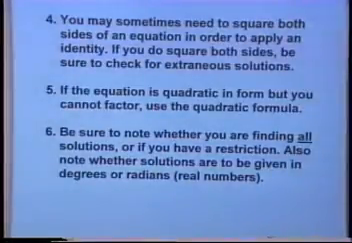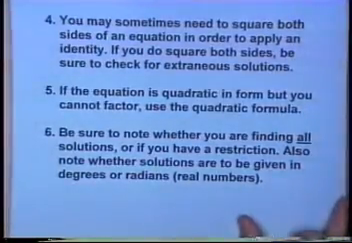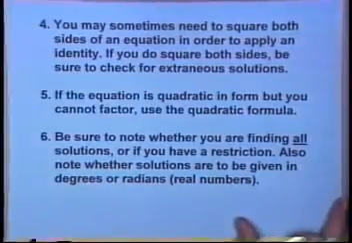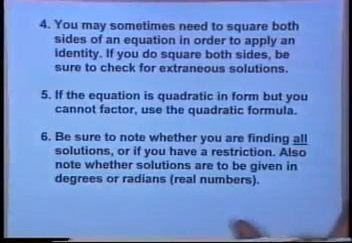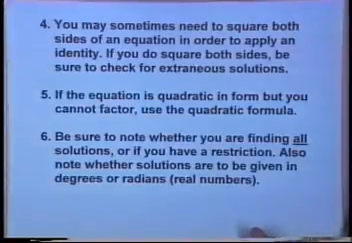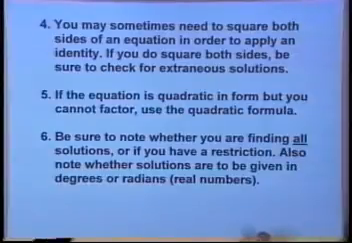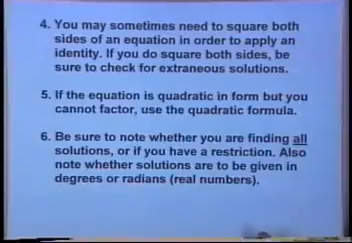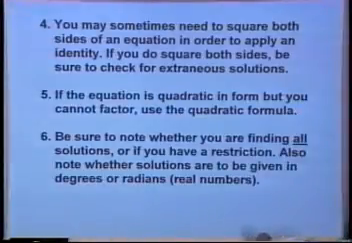The fourth suggestion, you may sometimes need to square both sides of an equation in order to apply an identity. If you do square both sides, be sure to check for extraneous solutions. Recall from algebra, anytime you square both sides of an equation, you sometimes introduce these extraneous solutions. You have to be very careful there. If the equation is quadratic in form, but you cannot factor, don't forget you have the quadratic formula that you can use. We'll see one of those later on in our tape.